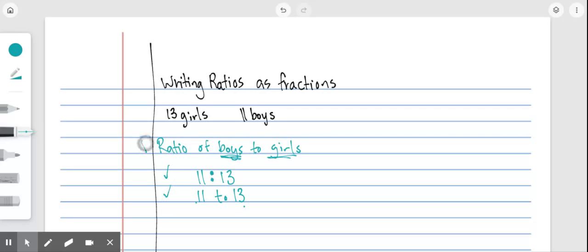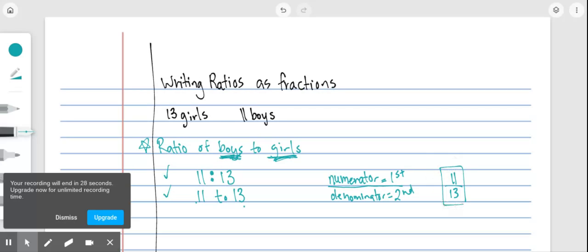I don't need to label because up here I told you already what the first number stands for and what the second number stands for. So when you write this as a fraction, the numerator is going to be the first number. So numerator is first, and the denominator is the second. Okay, so the numerator, the first number was 11, and the denominator, the second number was 13. So 11 to 13. That is my ratio as a fraction.